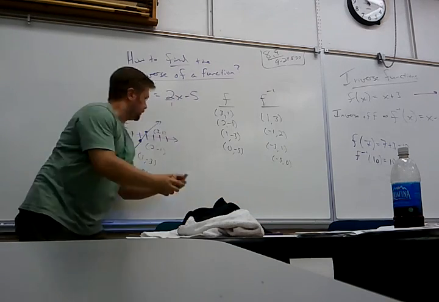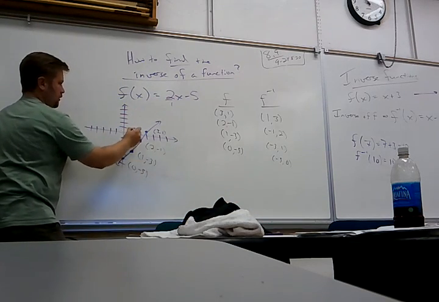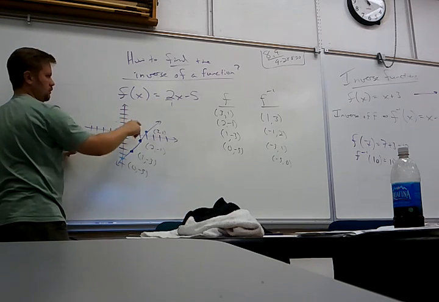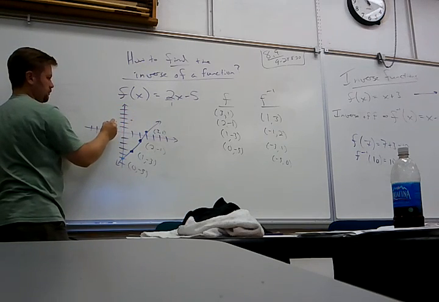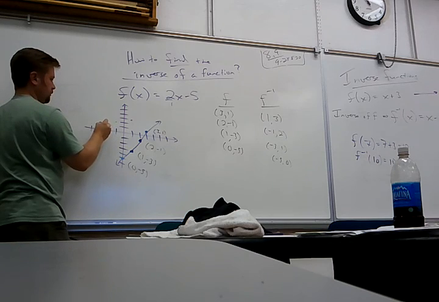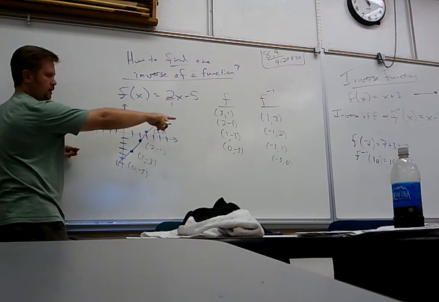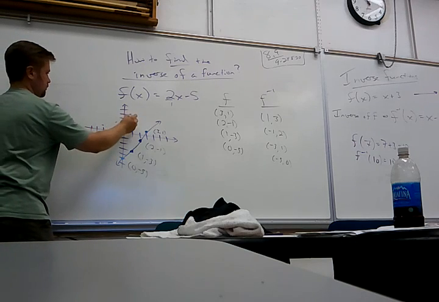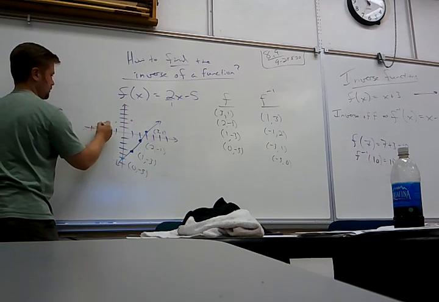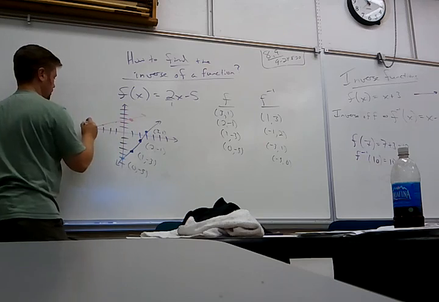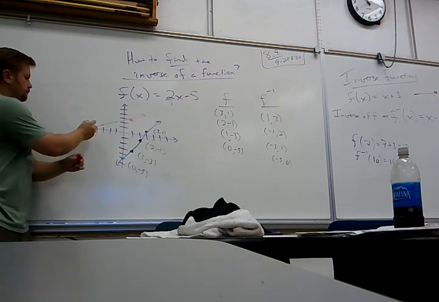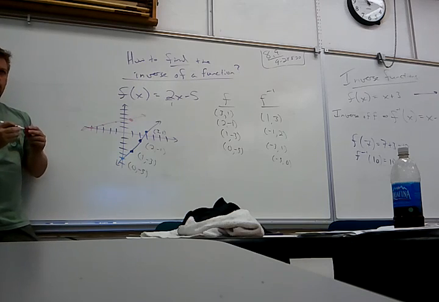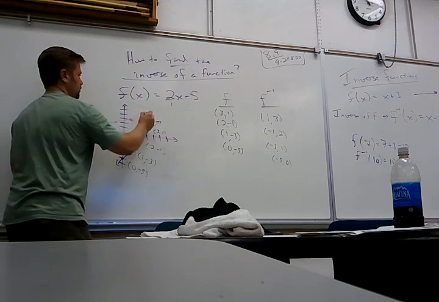So what's it going to look like then? Let's graph the points. 1, 3, -1, 2, -3, 1, -5, 0. And then we'd keep going, of course.